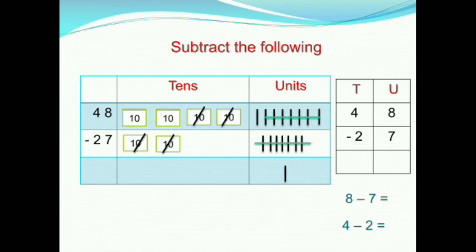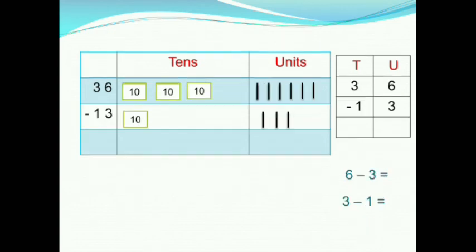2 tens is remaining. Now we should subtract the digits in the units place. They are 8 and 7. 8 minus 7 is equals to 1. Write 1 in units place. Next we should subtract the digits in the tens place. They are 4 and 2. 4 minus 2 is equals to 2. Write 2 in tens place. Therefore 48 minus 27 is equals to 21.